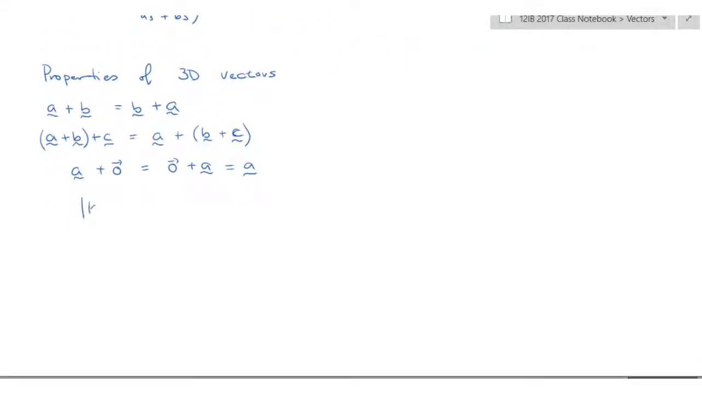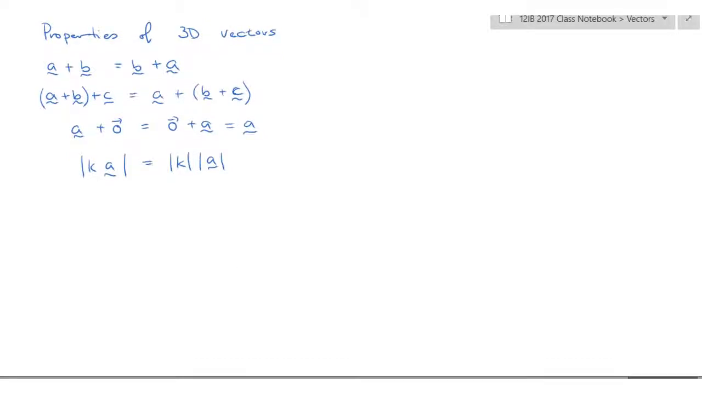And the magnitude of k times vector a, remember k is just some scalar. We're finding the magnitude of this, and it is the absolute value of k times the magnitude of a, because magnitude is always going to be positive. Think about it, you're only square rooting it, so you're going to get your positive answer, because magnitude is distance, so you don't have a negative answer. So you can work it out that way.